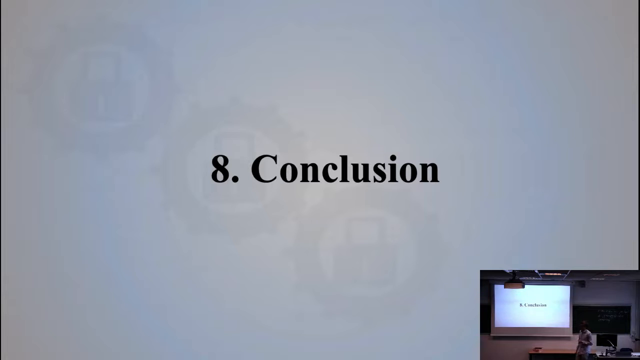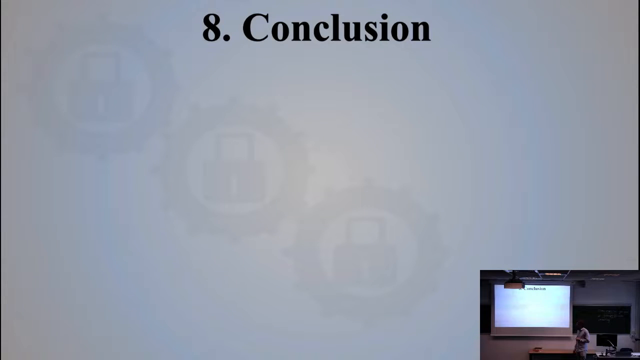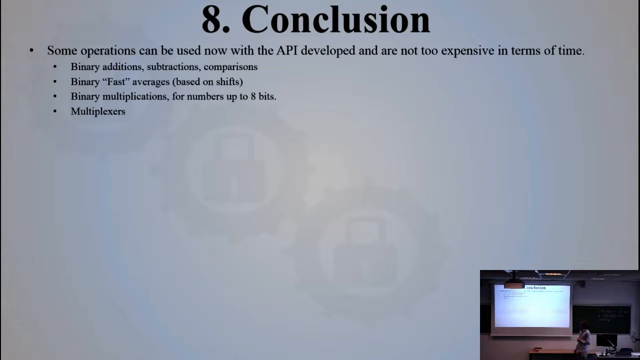So now, conclusion. We just showed that some operations are actually not that costly in terms of time. They can now be used, like the binary additions, subtractions, and comparisons. You can do binary fast averages using shifts and additions, and you can do binary multiplications for numbers up to 8 bits. You can also develop some multiplexers as well, so you can still do some simple circuits.